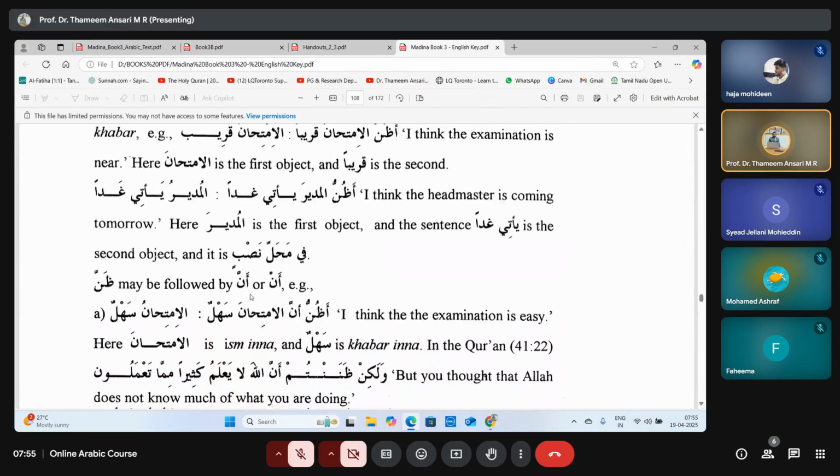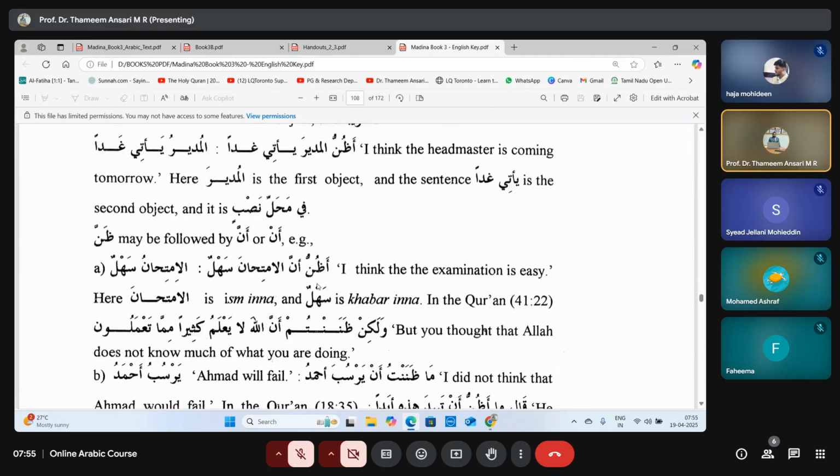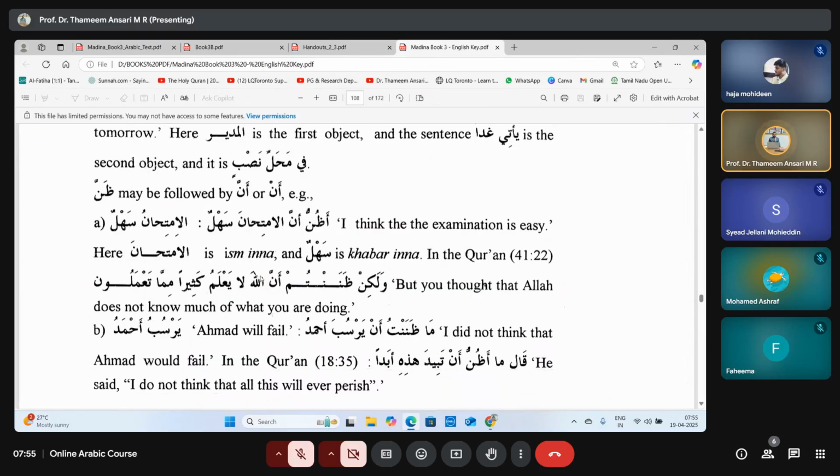Zanna may be followed by Anna or An. Example, al-imtihanu sahlun. Azunnu anna al-imtihana sahlun. I think the examination is easy. Here al-imtihana is the ismu inna and sahlun is khabaru anna. We learned in book number 2, in lesson number, I guess, 4. The Holy Quran, chapter number 41 and verse number 22, وَلَكِنْ ظَنَنْتُمْ أَنَّ اللَّهَ لَا يَعْلَمُ كَثِيرًا مِمَّا تَعْمَلُونَ. But you thought that Allah does not know much of what you are doing.